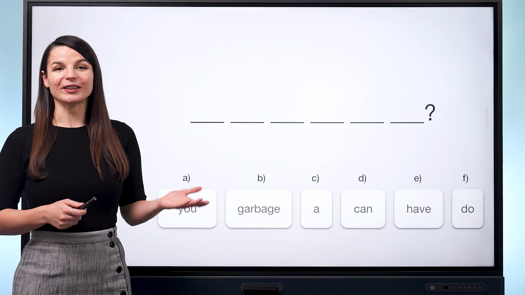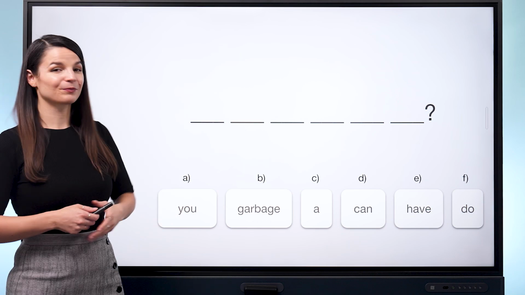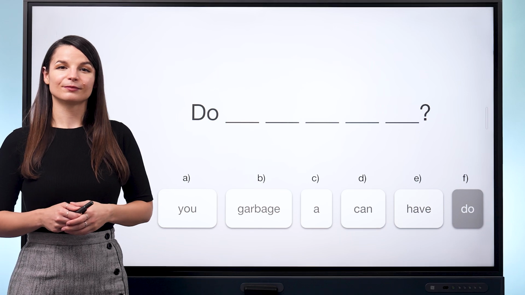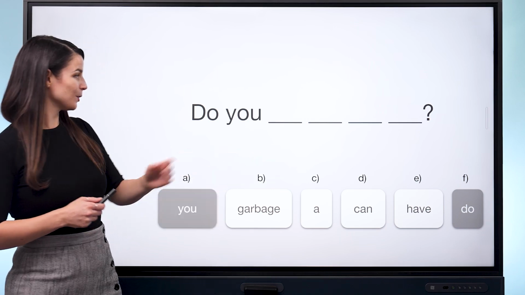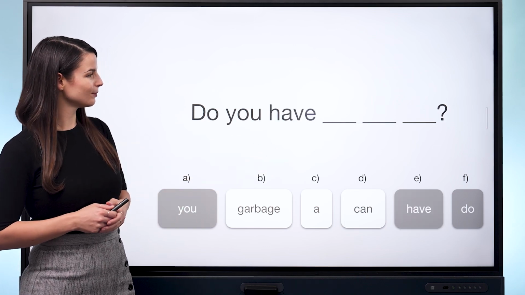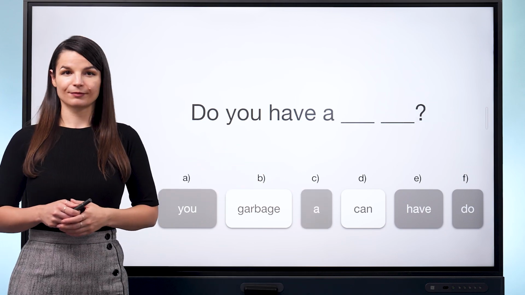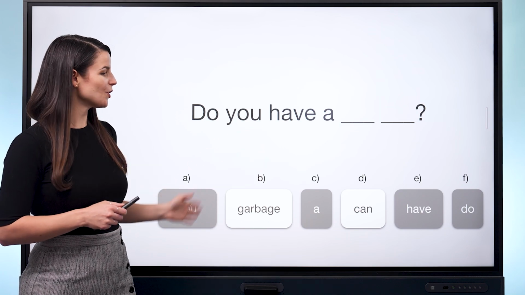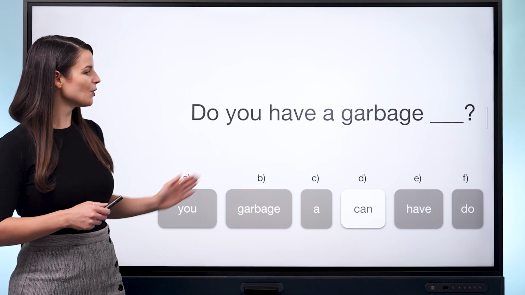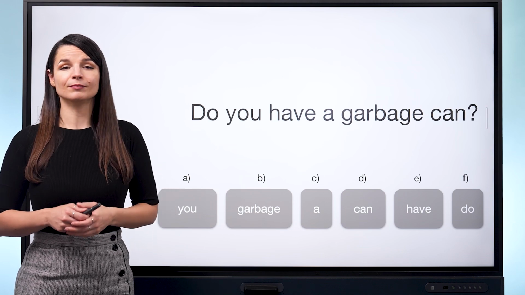Using the sentence pattern we learned, do you know how the words should be ordered? Do. Do you? Do you have? Do you have a? Do you have a garbage can?